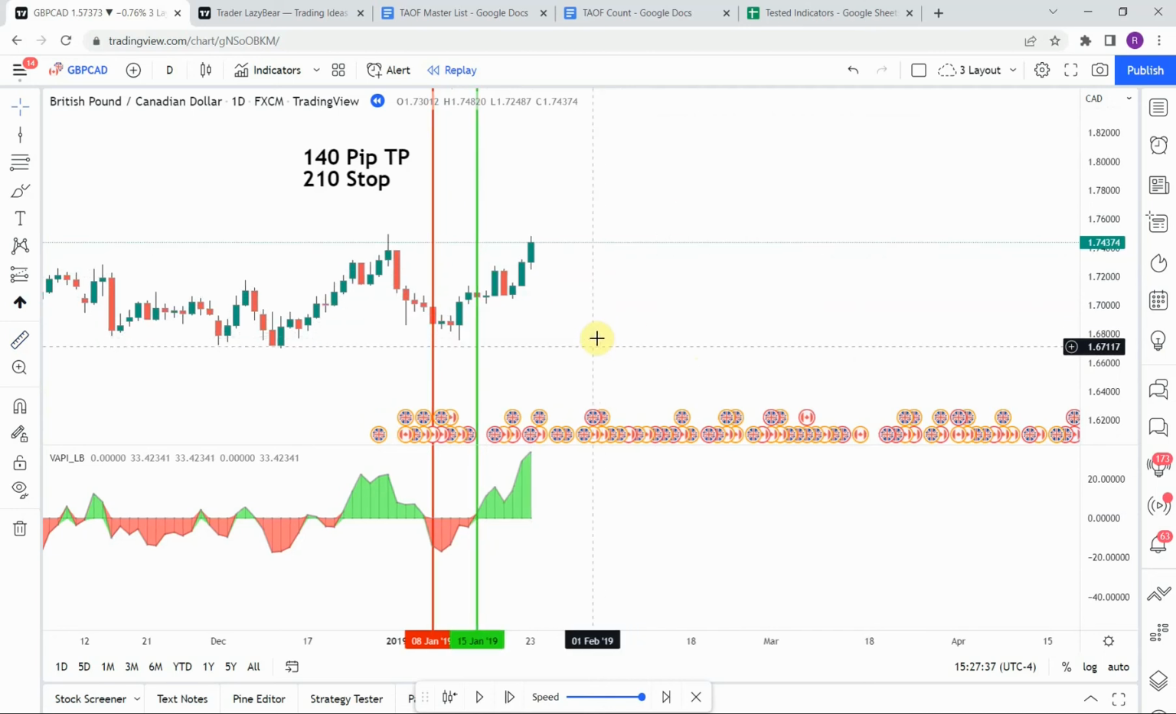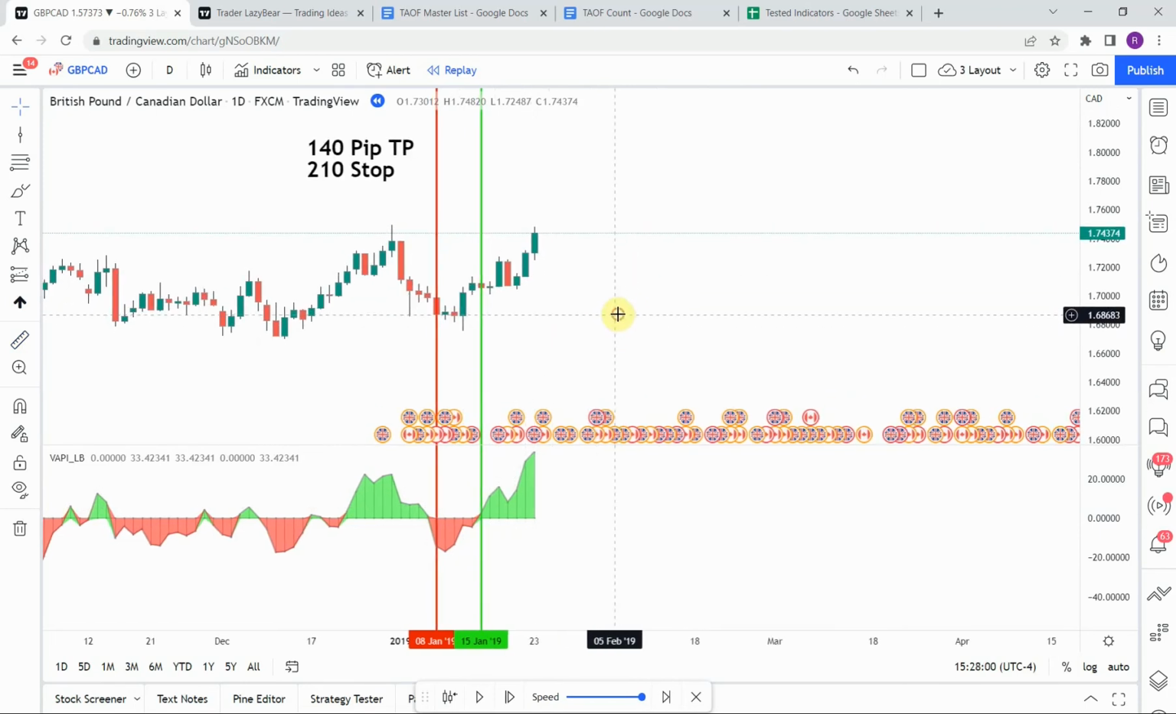All right, so the next signal that we pick up is a long signal right here. We get that cross to the upside with the green background. We enter here on the close, technically, of this candle right here. We get a nice push to the upside there, and that does go up high enough to get us to our take profit. Let's go ahead and continue on.